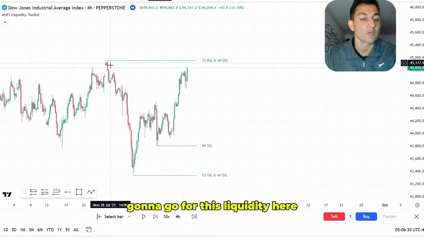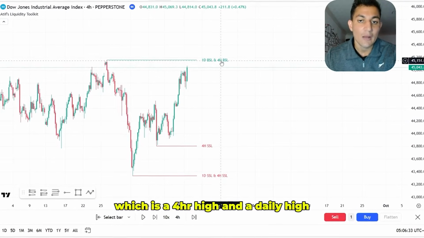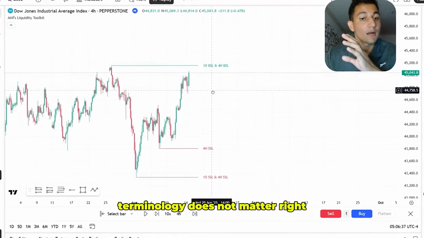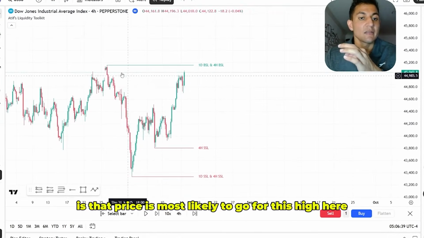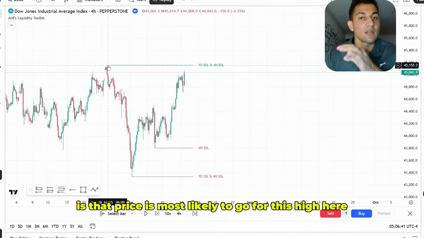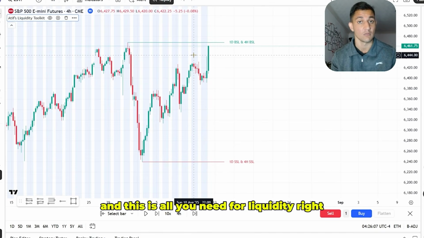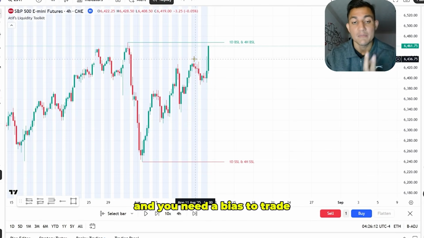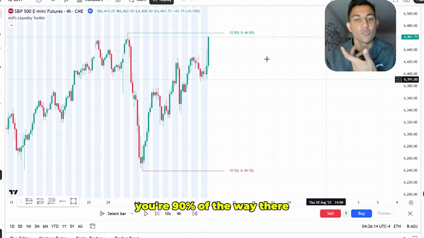Very likely that price is going to go for this liquidity here, which is a 4-hour high and a daily high, right? Buy side liquidity. Again, terminology does not matter. All we need to know is that price is most likely to go for this high here. That's all you need for liquidity. And the reason why liquidity is so important is it gives you your bias, and you need a bias to trade. If you've got the bias right, you're 90% of the way there.